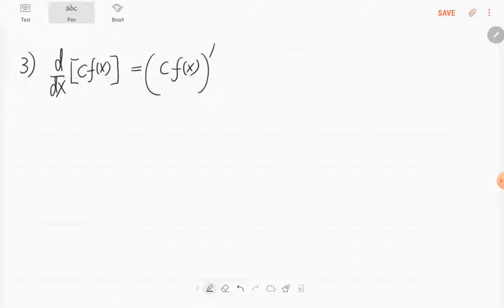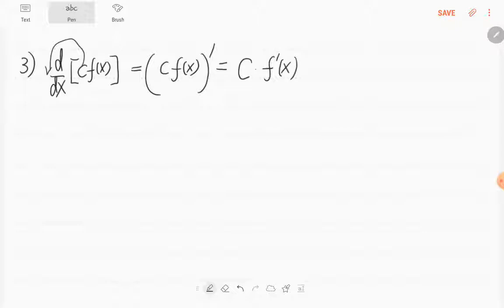The third rule is called the scalar multiplication rule, which is to find the derivative of a constant c times a function. In other words, c times f of x, then take the derivative. You can bring out c, then take the derivative of this function. So you can take this c outside, then multiply c by the derivative of the function f.